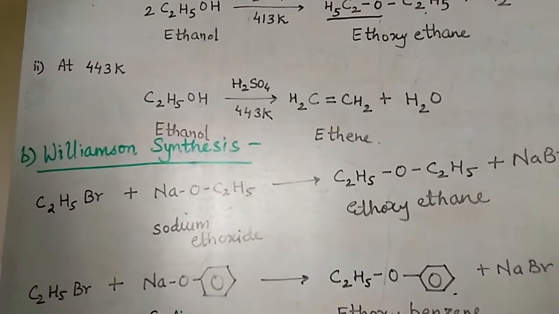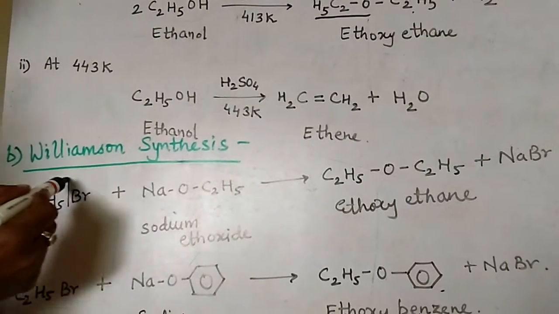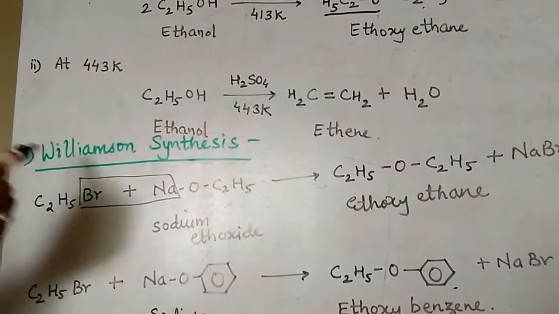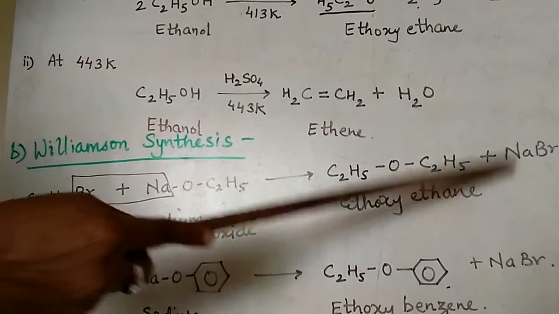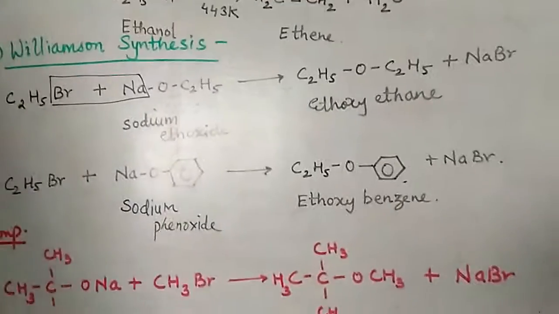It forms the products. What products will form? Here there will be loss of NaBr. NaBr will be lost in the reaction and you will get formation of C2H5OC2H5 plus NaBr. Ethoxyethane will be formed in the reaction.